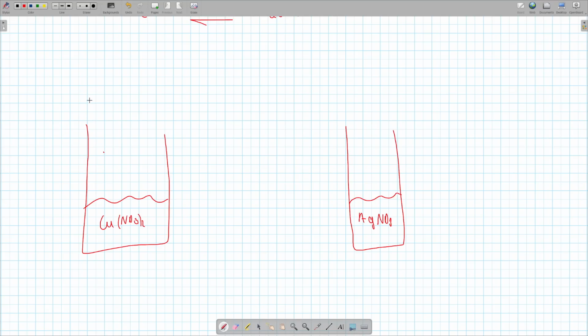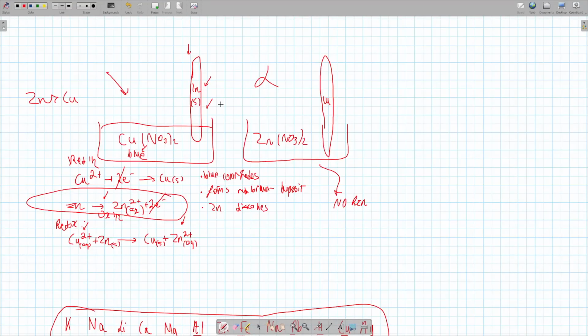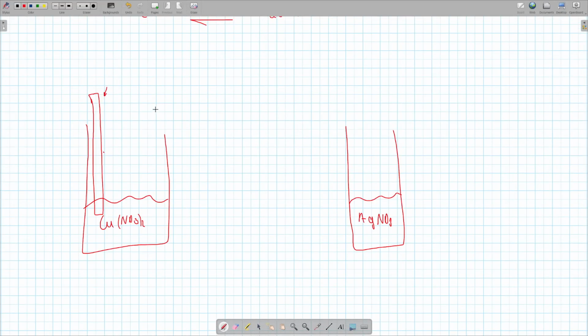If you dip a silver strip here, no reaction will take place because the strip or the rod has to be more reactive than the solution. Like remember over here, this one doesn't react because copper isn't more reactive. It has to be a zinc strip because zinc is more reactive. So you should know copper is more reactive than silver.